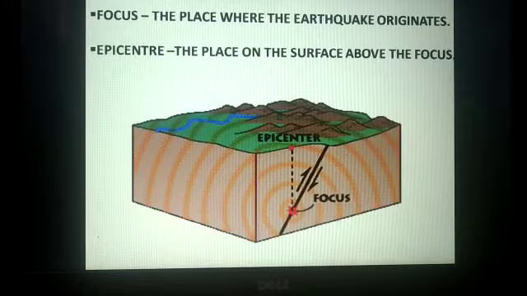The focus is the place inside Earth's crust where an earthquake originates. The point on the Earth's surface directly above the focus is the epicenter. When energy is released at the focus, seismic waves travel outward from that point in all directions, creating tremors.